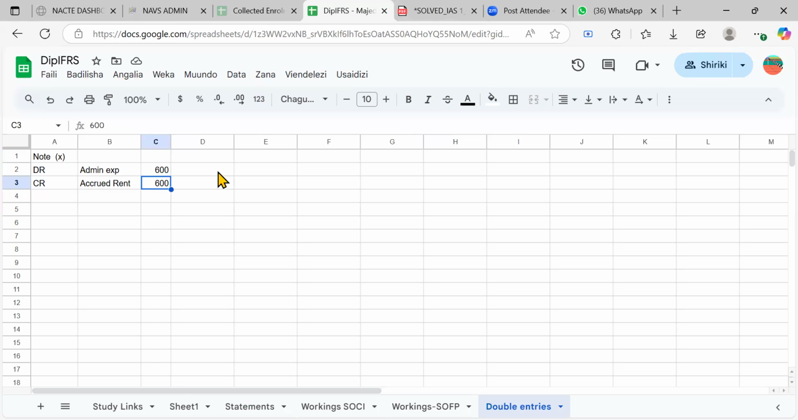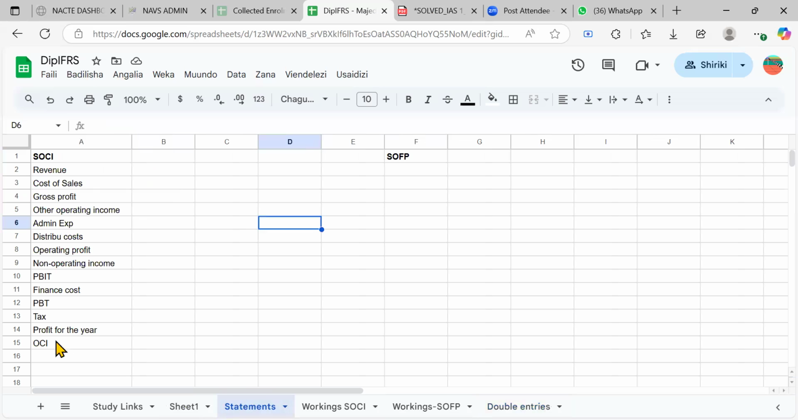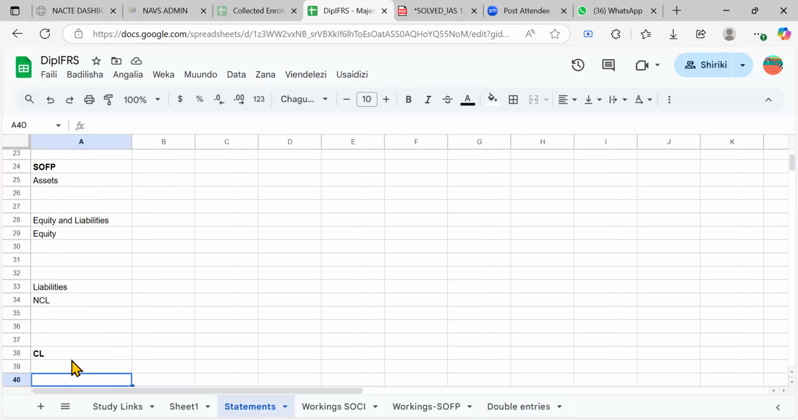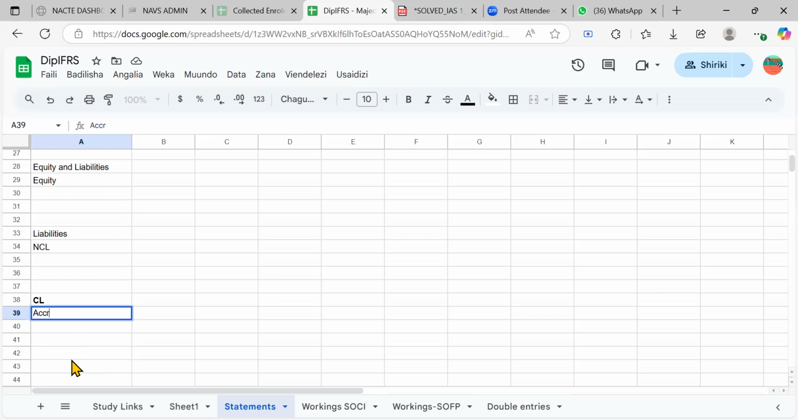So I would come and say, where is my statement here? We said it stays on the current liabilities, if not specified, of course. We expect it to be paid in the short term. So I would say accrued rent. Right. How much?